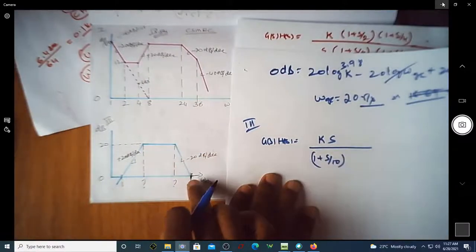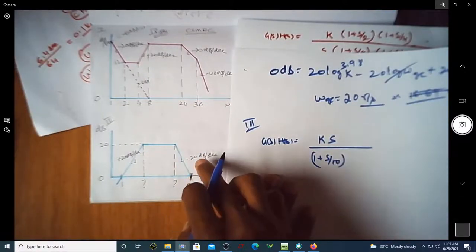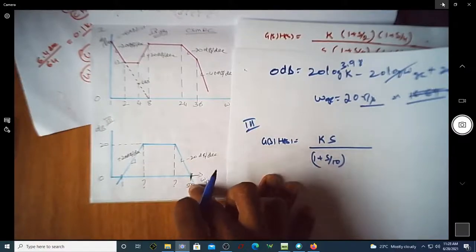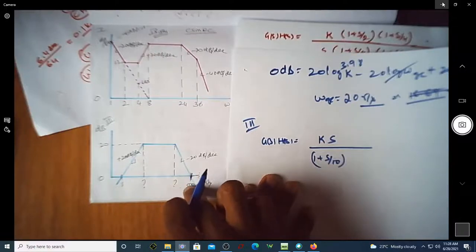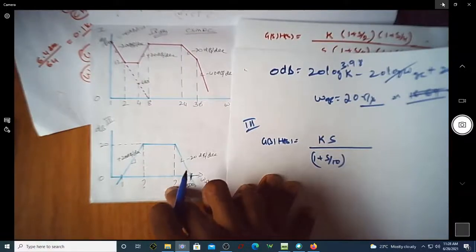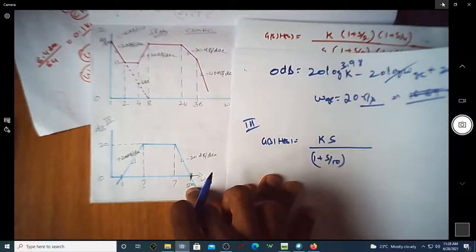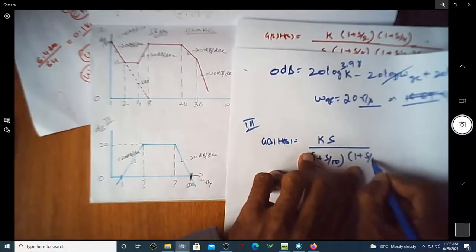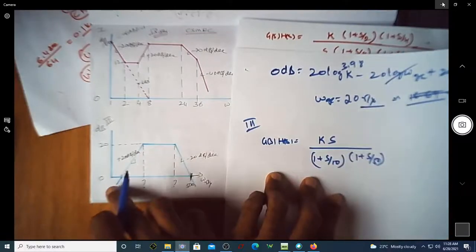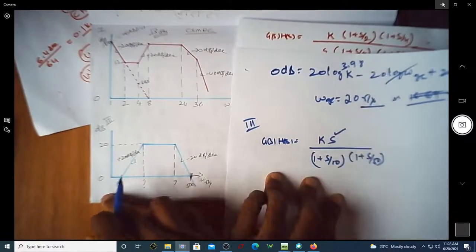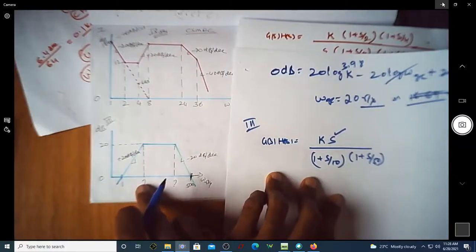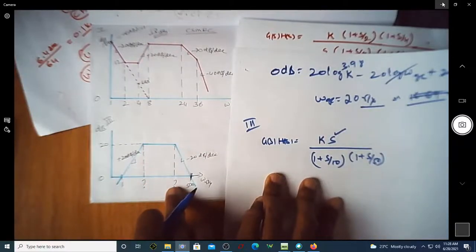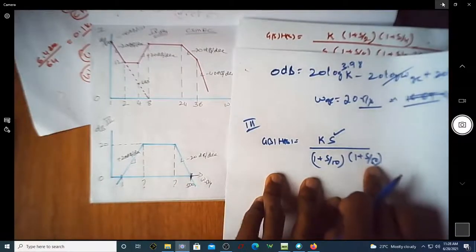And then here also we have been given this as 500 and the slope is minus 20 per decade. I need to go 1 decade back. What do I mean by 1 decade back? It is 10 times less compared to 500, which is actually 50. So I can write it as 1 plus s by 50. That means there is an initial zero at the origin, a pole at 10 radian per second, and one more pole at 50 radian per second.